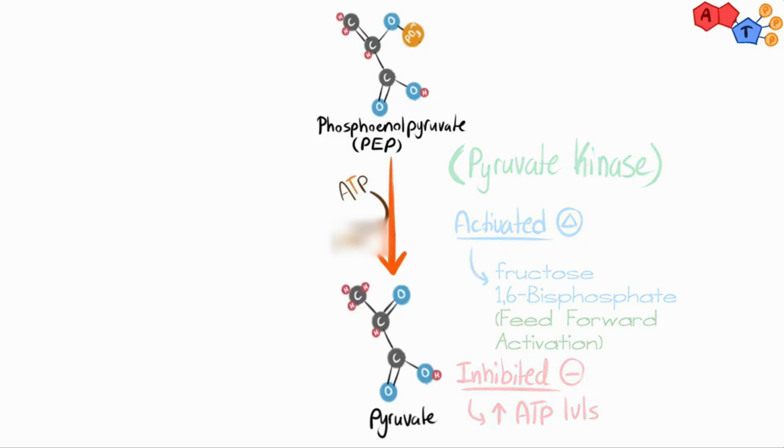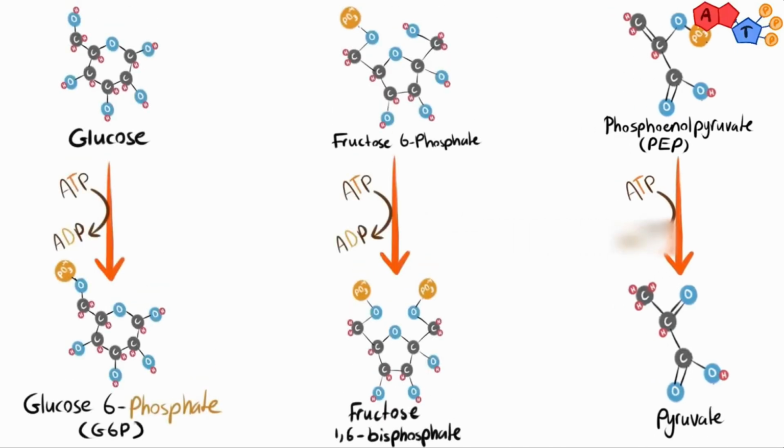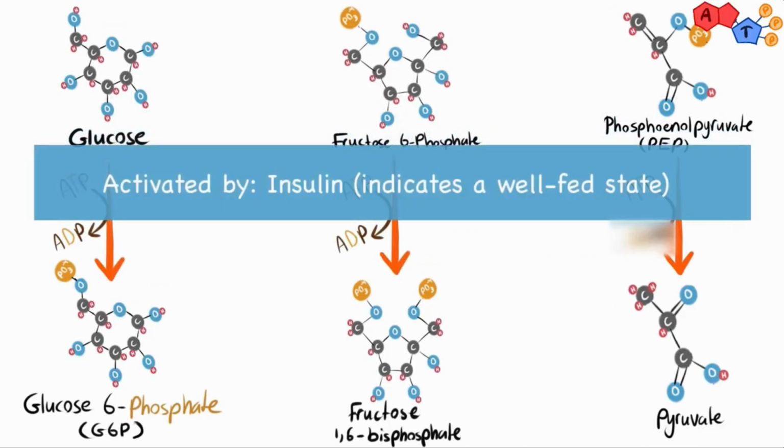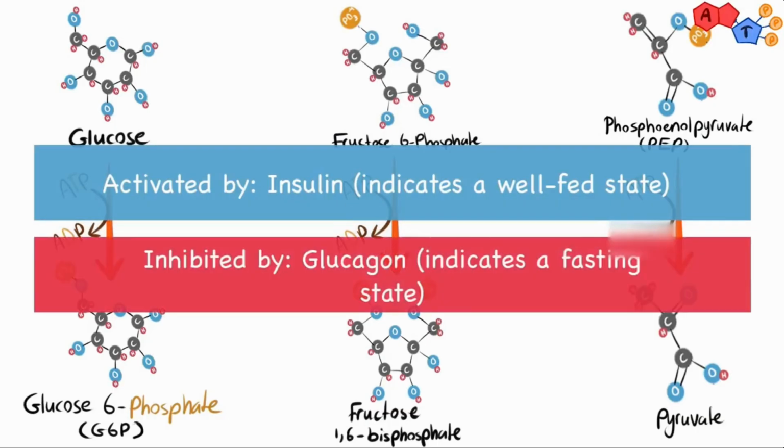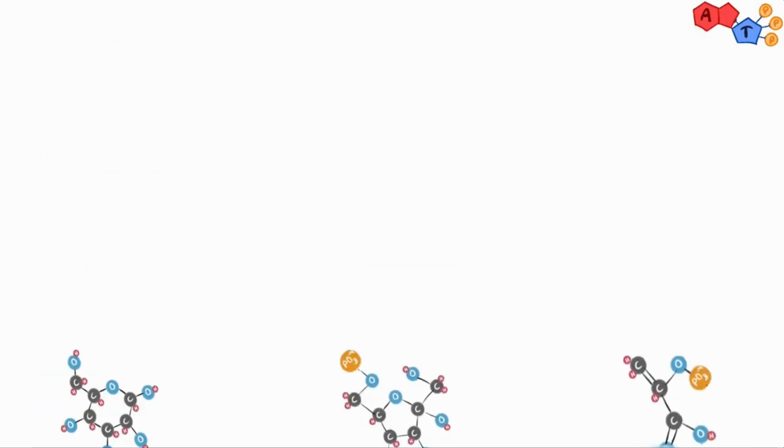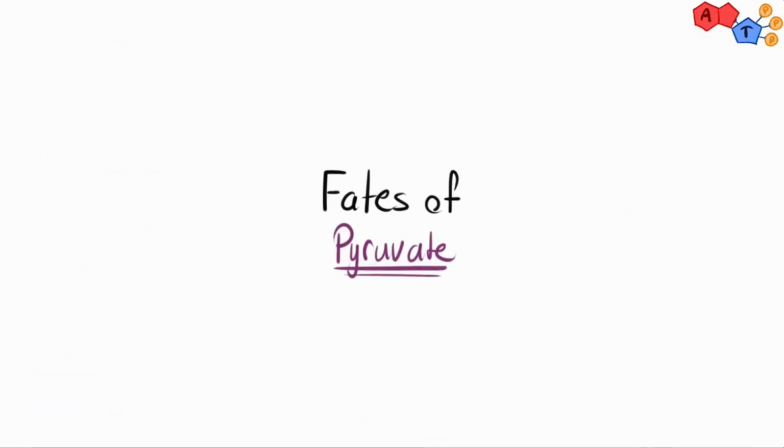Now that we know the three control points of glycolysis, let's take a look at their hormonal regulation. All of the three steps are activated by insulin, a hormone that indicates a well-fed state, and inhibited by glucagon, a hormone that indicates a fasting state. At the end of glycolysis, pyruvate has three fates.